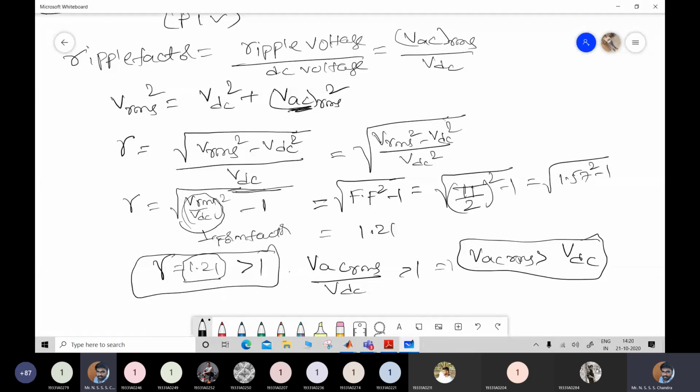For a proper or ideal rectifier, your ripple factor should be as low as possible. Ideally, your ripple factor should be equal to 0. What happens when your ripple factor is equal to 0? Your AC quantity will be equal to 0, so your V AC RMS will be equal to 0. For an ideal rectifier, you should have a ripple factor close to 0. If your ripple factor is higher, it means that it is not a good rectifier. So always you have to choose a rectifier whose ripple factor is low.